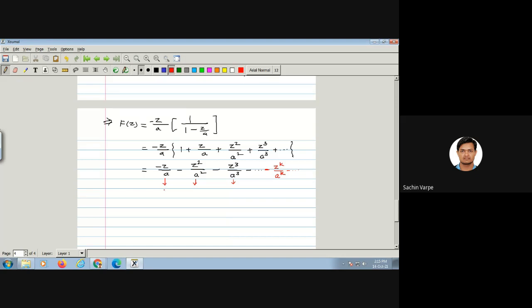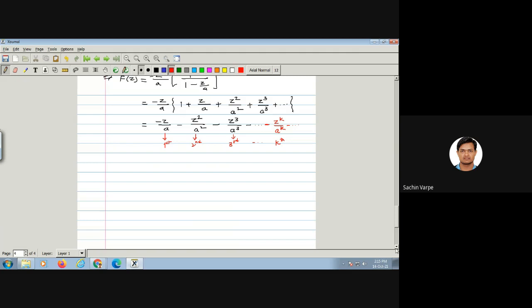This is the first term, second term, third term. On the basis of that, I'm trying to write the kth term. Is this clear? Yes or no?